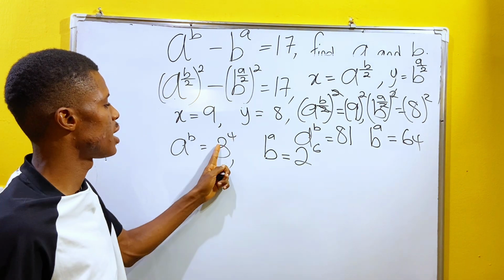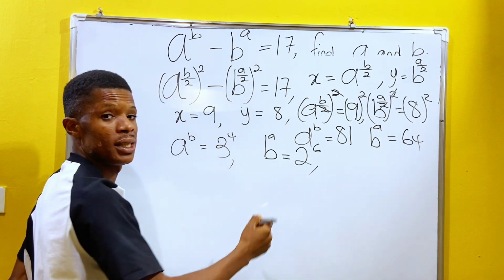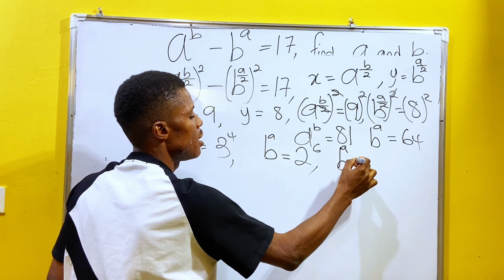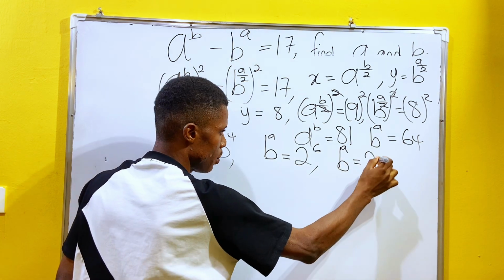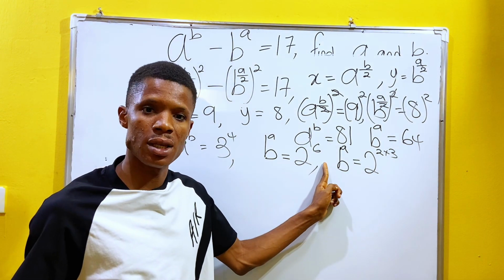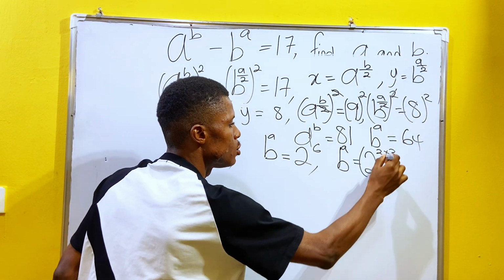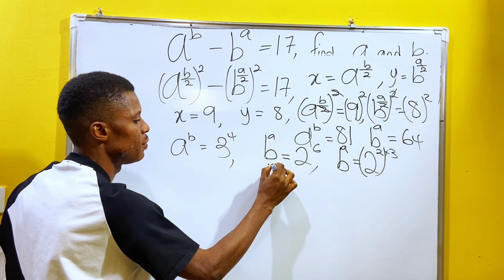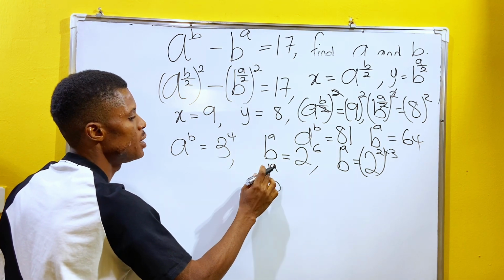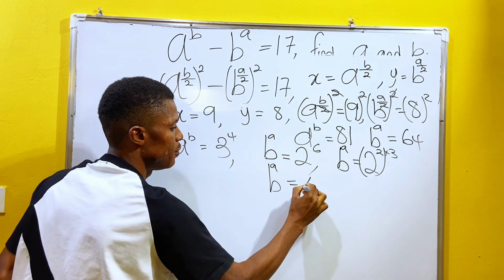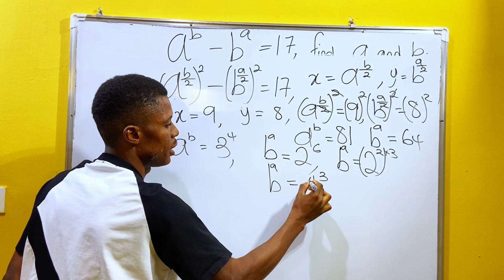Now we find a way to express this. Let's break this one down. We can see that b to the power of a is now equal to 2 to the power of 2 times 3. It still works because 2 times 3 gives 6. We'll now take this to be in a bracket. That means b to the power of a will now be equal to 2 squared, which is 4, to the power of 3.